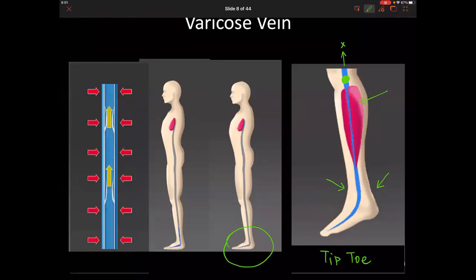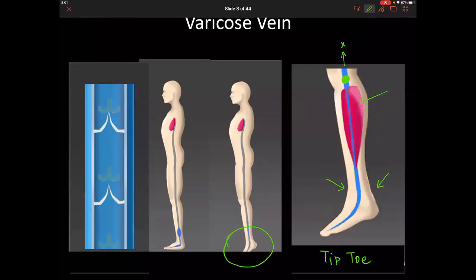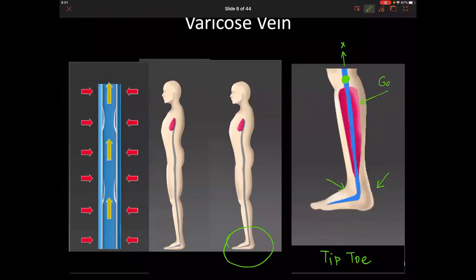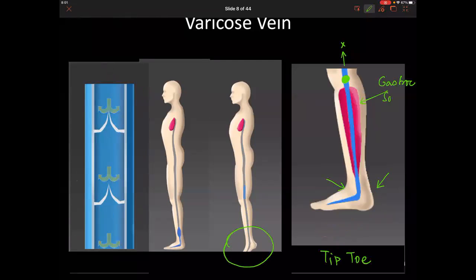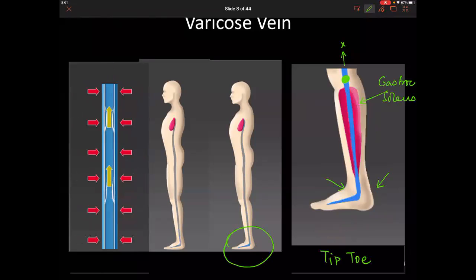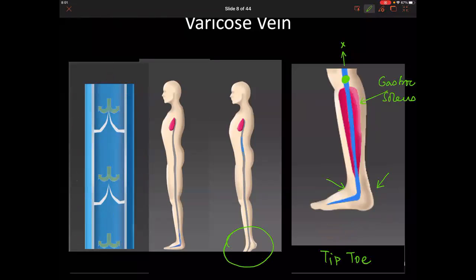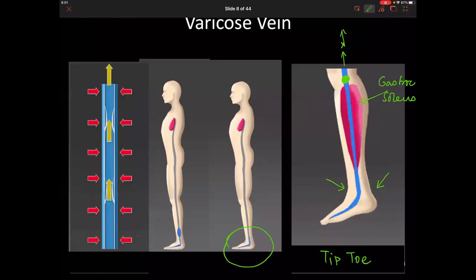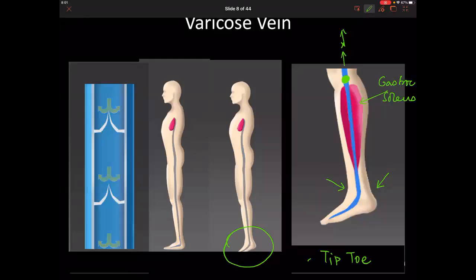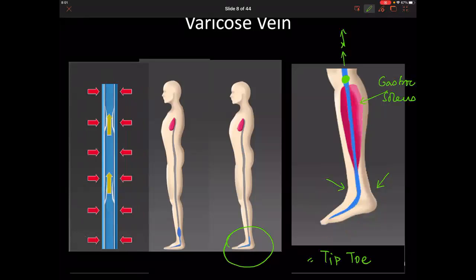Triceps? Come on, man. The calf muscle is called the gastrocnemius muscle, the gastrocnemius soleus. So what does the gastrocnemius soleus do? It pumps the blood to the heart. So it is equivalent to walking or doing a tiptoe movement, plantar flexion and dorsiflexion.